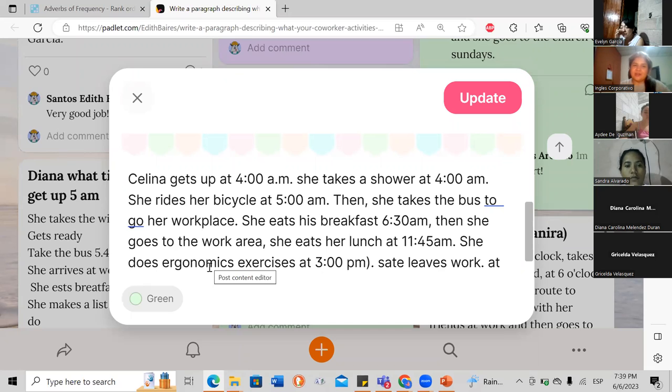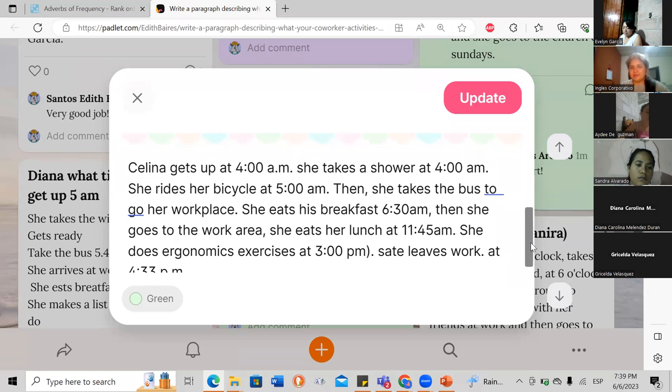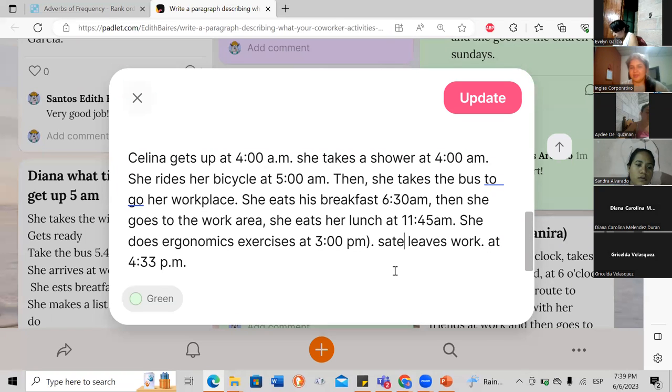So that will be the correct way, okay? She does ergonomic exercises at 3 p.m., okay? And what do you want to say here? ¿Qué quiere decir aquí?